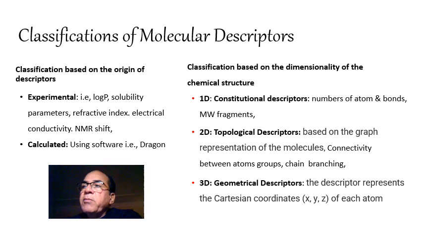Classification of molecular descriptors according to the dimensionality of the chemical structure: 1-dimensional, 2-dimensional, 3-dimensional. 1-dimensional constitutional descriptors include number of atoms, bonds, molecular weight, and fragment count. 2-dimensional topological descriptors are based on the graph representation of the molecule: connectivity between atoms, groups, and chain branching. The 3-dimensional geometrical descriptor represents the Cartesian coordinates x, y, z for each atom.